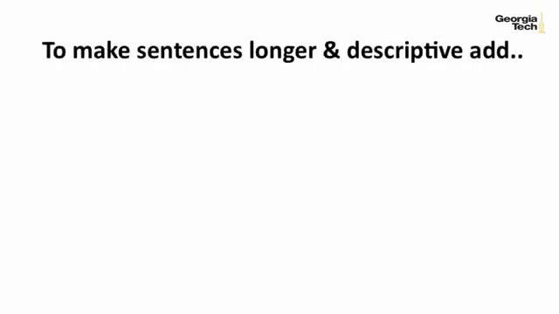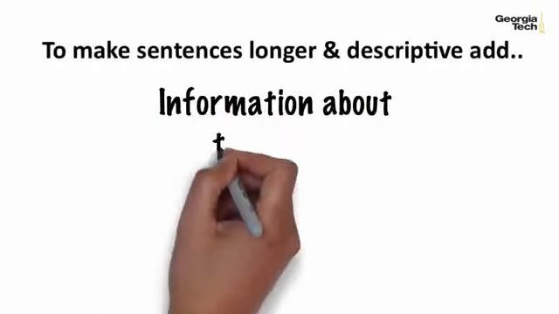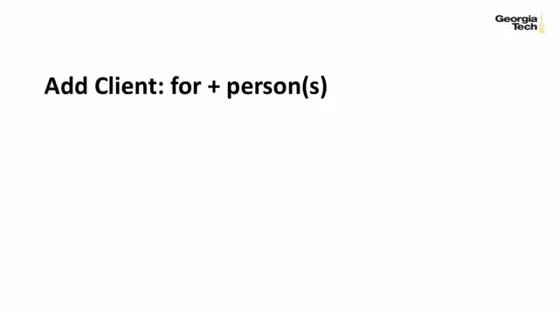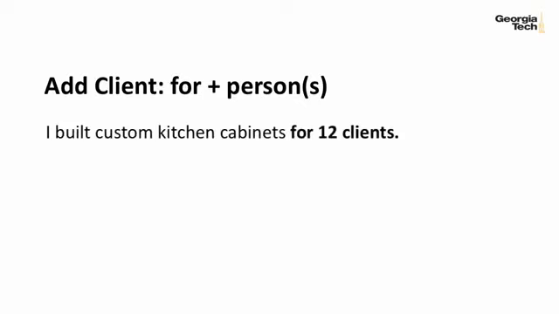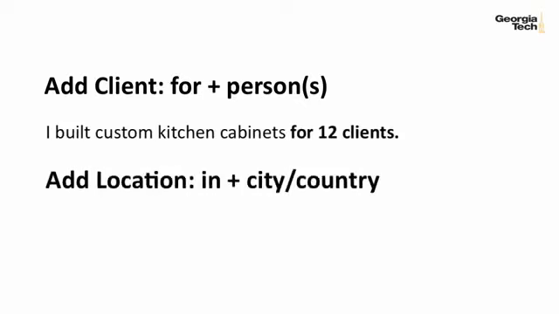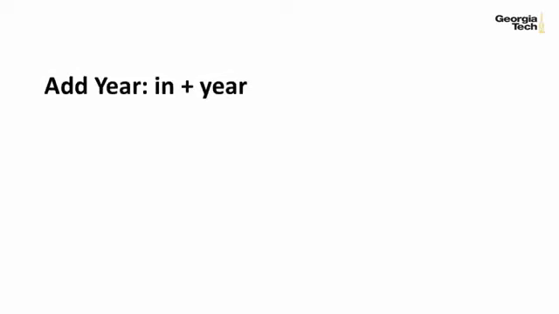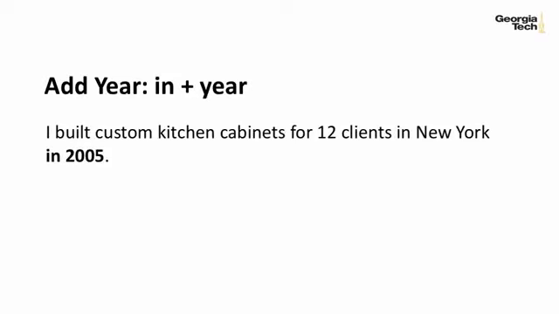To make sentences longer and more descriptive, you can add information about the client, the place, and the time. To add the client, use for plus person or persons. I built custom kitchen cabinets for 12 clients. Cities and countries normally take the preposition in, so you can include the location like this. I built custom kitchen cabinets for 12 clients in New York. Finally, add the year by writing the preposition in. Then we would have, I built custom kitchen cabinets for 12 clients in New York in 2005.